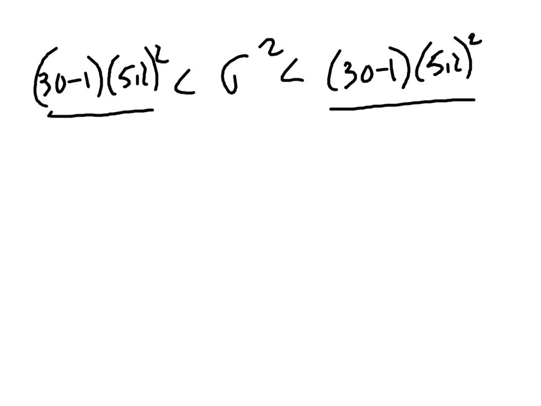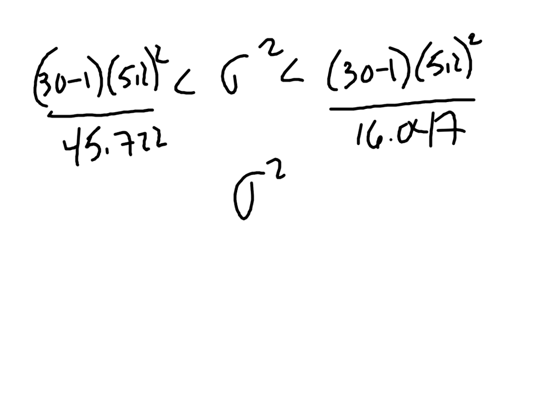Recall that our chi-squared right value goes on the left side of the equation, so we have 45.722, and on the right we end up with 16.047, which we explained recently. So we can be 95% confident of the variance falling in between 48.9 and 17.2. But remember, we're more interested in the standard deviation.